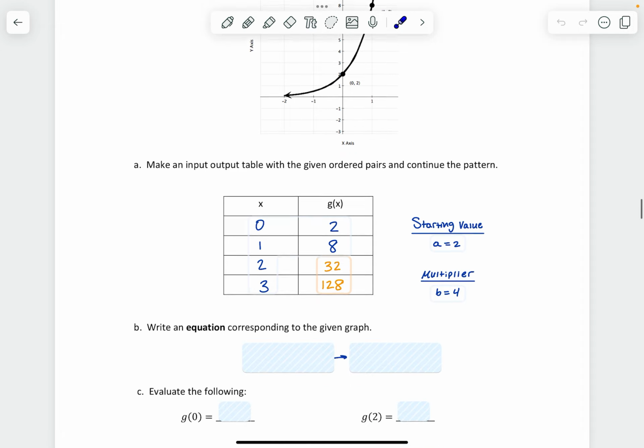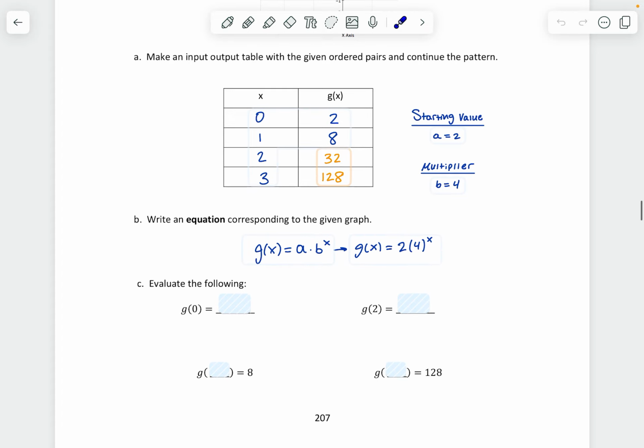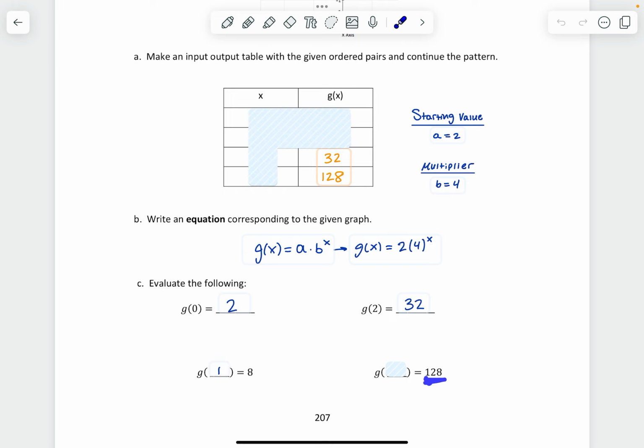My multiplier is 4. Writing this as an equation, g of x, just because that's our function here, g of x is equal to a times b to the x, where a is 2, b is 4. We evaluate the following. When x is 0, what is y? 2. When x is 2, what is y? 32. When g of x is equal to 8, what is x? 1. When g of x is equal to 128, what is x? 3.